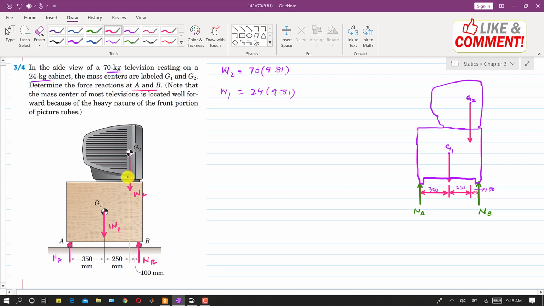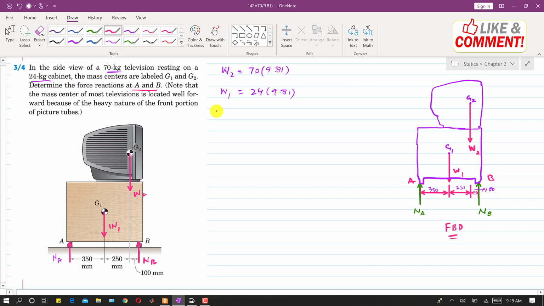If you want to draw the free body diagram, you will only need to draw the outer boundaries of this system, right? So this will be the free body diagram that I have drawn here. This is the free body diagram, and this is the G1, G2 point, and this is W2 and W1, and this is the reaction at A and B. So this is point A and this is point B.